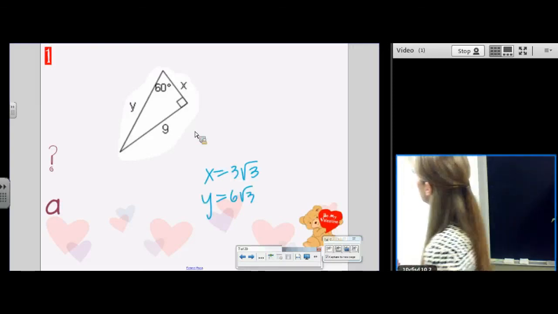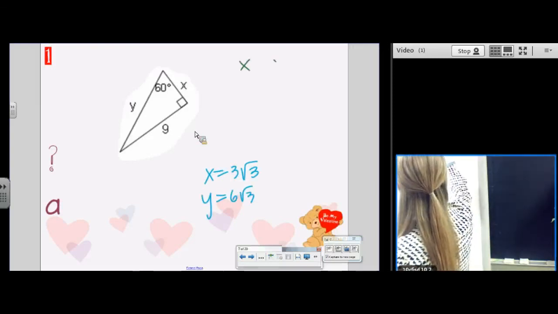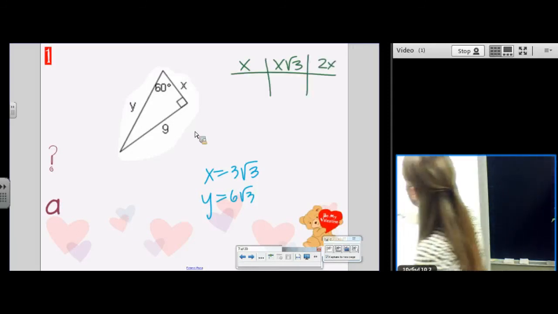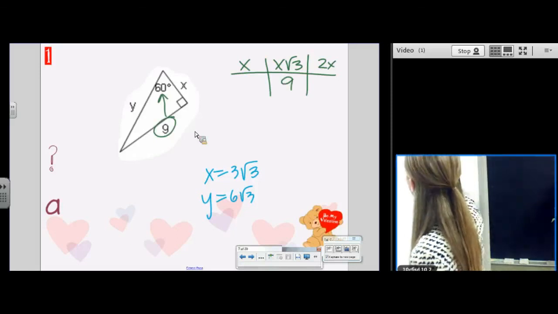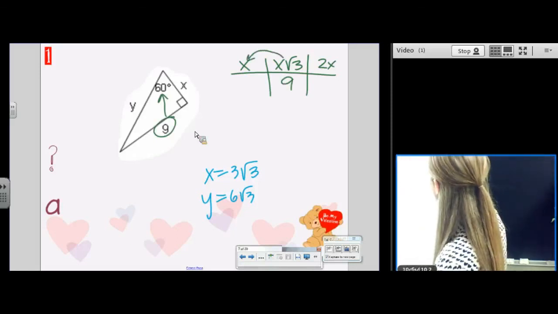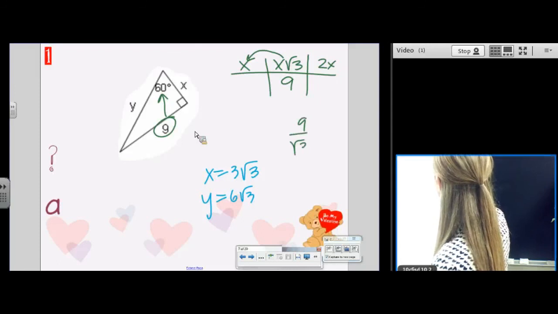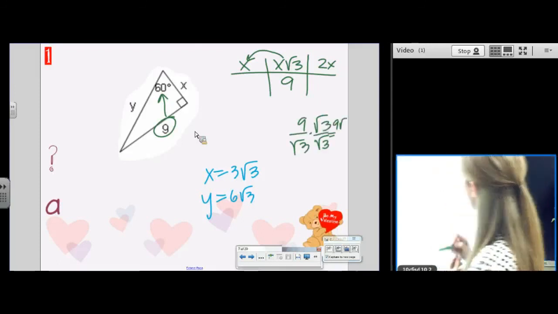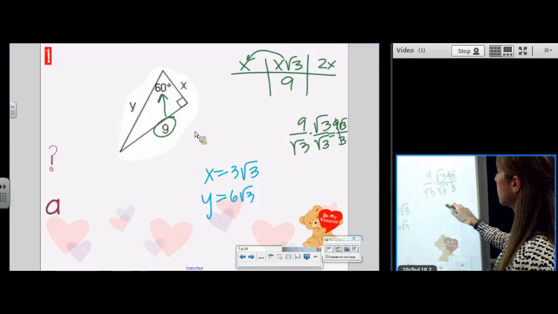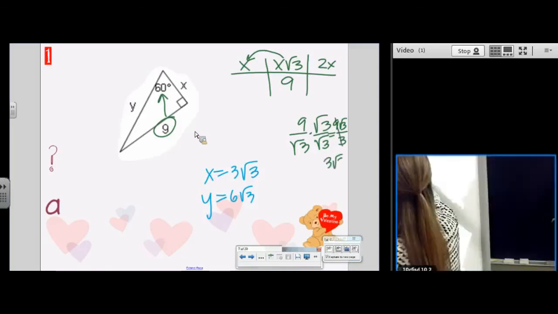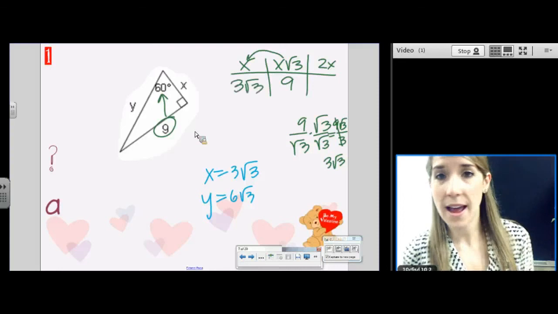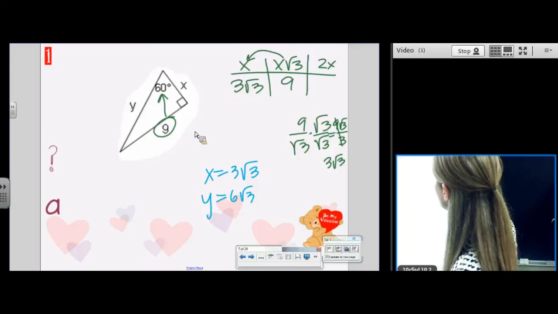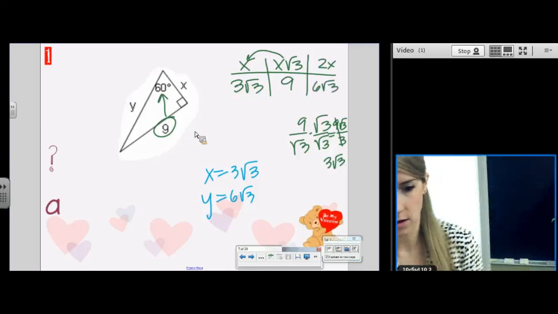This is one that if a student was struggling, they would definitely need to do the chart because this one's weird. 9 is across from 60. 9 goes here. The only way to undo multiplying by root 3 is to divide by root 3. So you would need to divide this one by root 3, and then you would need to rationalize the denominator. 9 root 3 over 3. The 9 and the 3 cancel and just make 3. So this is 3 root 3. And goodness, once you know what x is, then the hypotenuse is easy to find. You just double it. 3 doubled is 6. So good job, plus 10 for you.